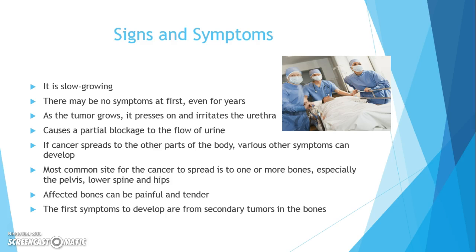Signs and symptoms: it is slow growing. There may be no symptoms at first, even for years. As the tumor grows, it presses on and irritates the urethra. It causes a partial blockage to the flow of urine. If cancer spreads to other parts of the body, various other symptoms can develop. The most common site for the cancer to spread is to one or more bones, especially the pelvis, lower spine, and hips. Affected bones can be painful and tender. The first symptoms to develop are from secondary tumors in the bones.